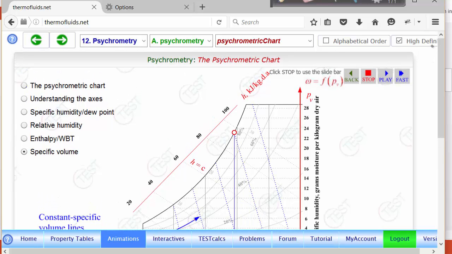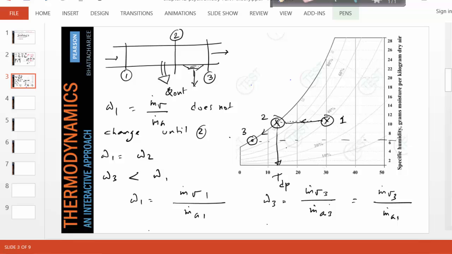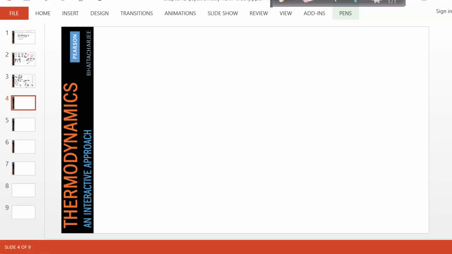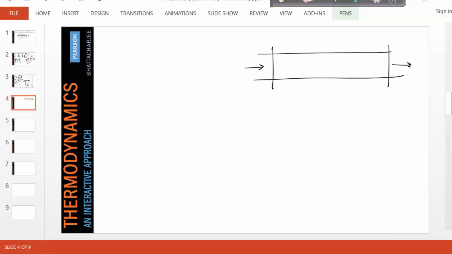Okay, so let's go back to the PowerPoint now. And this time we want to build up the mass equation first. In other words, what would the steady mass equation look like for psychrometric processes? So suppose we have a moist air flow going through a tube, and let's say many different things are happening. Water can be injected, water can be taken out. It's best to describe this through an animation.